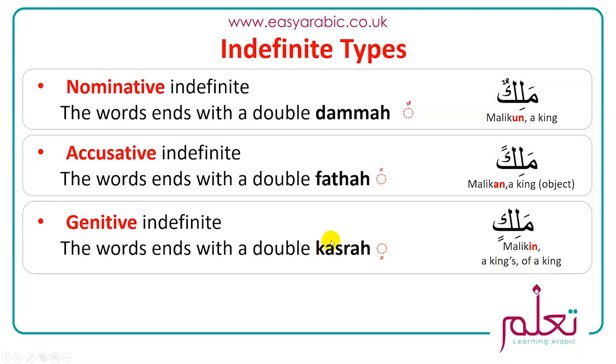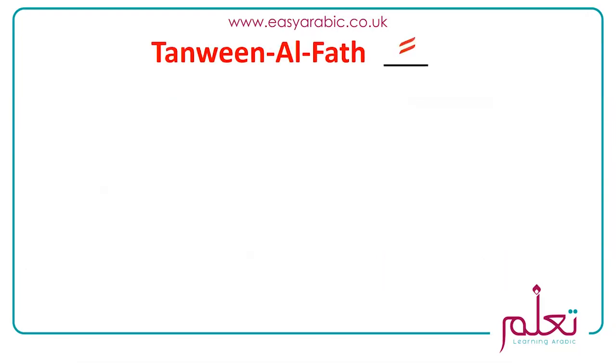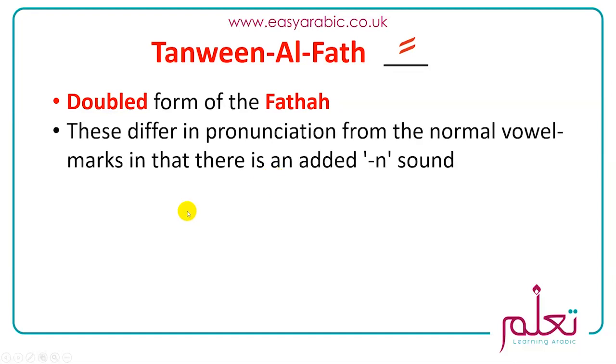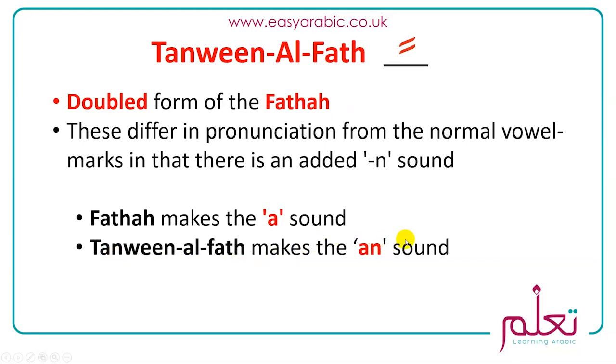Okay, so let's go through each one of these now in turn. The first one we'll look at is tanween al-fatha. It's also called fathatain, and it's the doubled form of the fatha. As you can see, fatha has one line and tanween al-fatha has two lines above the letter. These differ in pronunciation in that the an sound is added, like I just showed you before. So where the fatha makes the a sound, the fathatain makes the an sound.